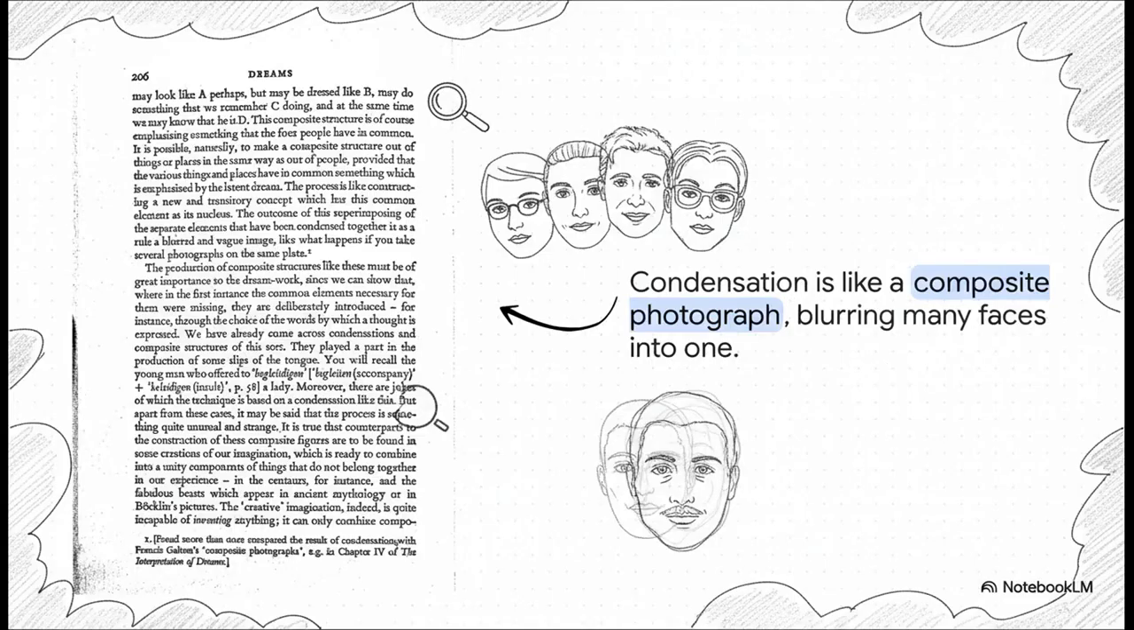Freud had this brilliant analogy for this. Think of a composite photograph, where you take pictures of several different people and then layer them one on top of the other. The result isn't any single one of those people, right? It's a new, hybrid face that has features of all of them. That is exactly how condensation works. A single person in your dream might actually be your boss, your dad, and a childhood friend all rolled into one.